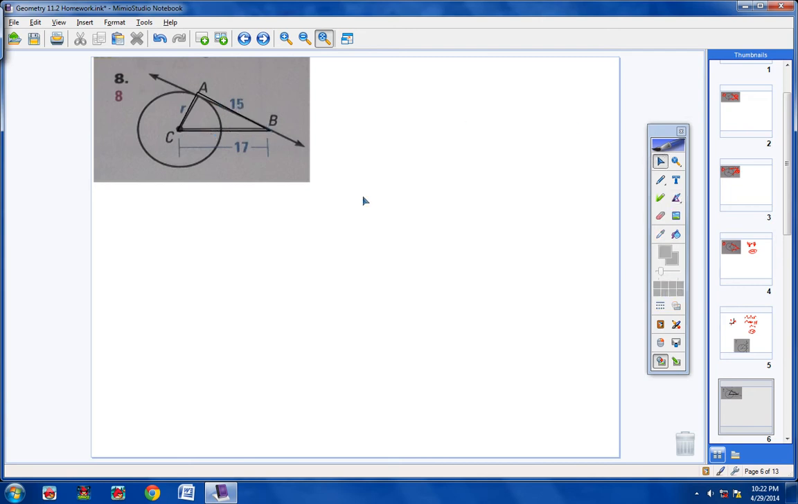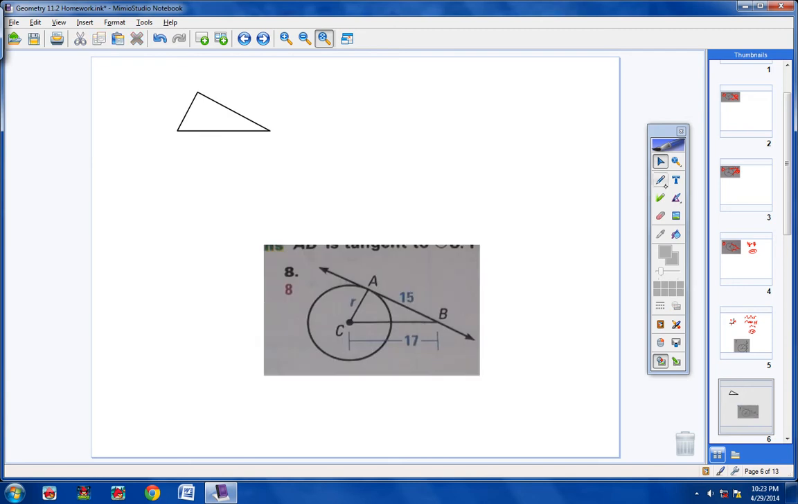So there's the triangle. Let's pull the picture out of the way. Now remember, I have a right angle here. Notice this length here is r, so I'll put an r here. This length here is 15, so I'll put a 15 here. And this length right here is 17, so I will put a 17 here. And now once again, it's just like the last problem, Pythagorean's theorem.